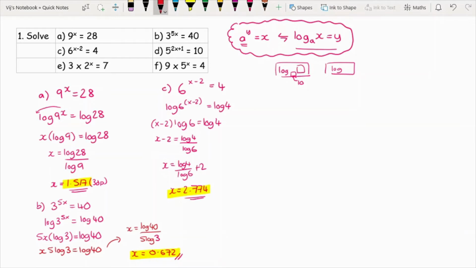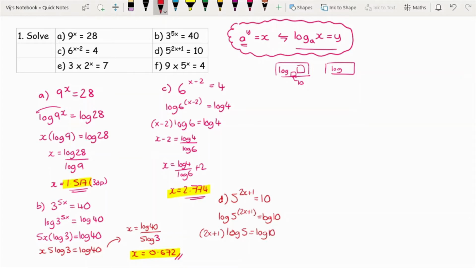So for D, again, very similar sort of notation here. So for D, we've got 5 to the power of 2x plus 1 equals 10. So again, take the log of both sides. So I've got log 5 to the power of 2x plus 1 equals log 10. Then take the 2x plus 1 to the front, which then leaves me, I'm just about to jump a stage, but I might do that later because it's become a bit tedious.